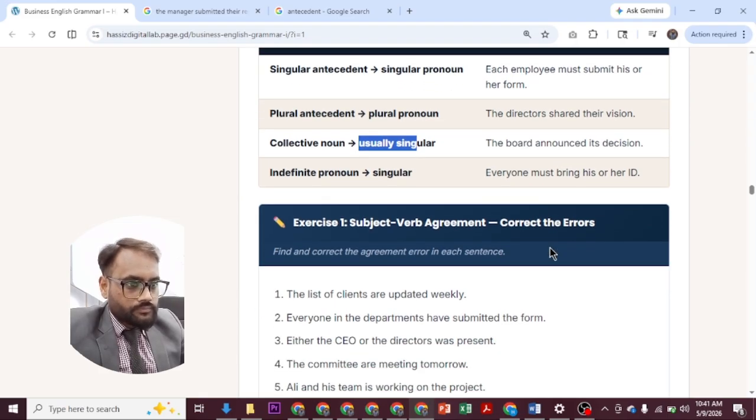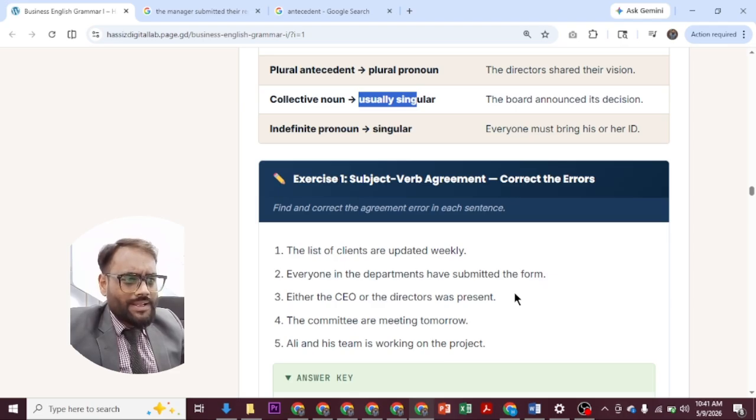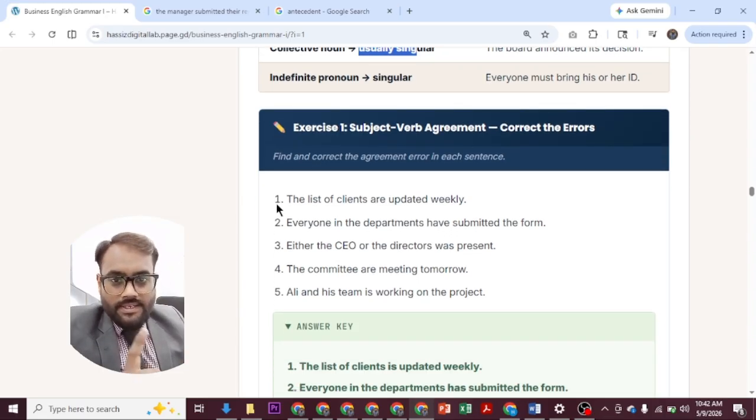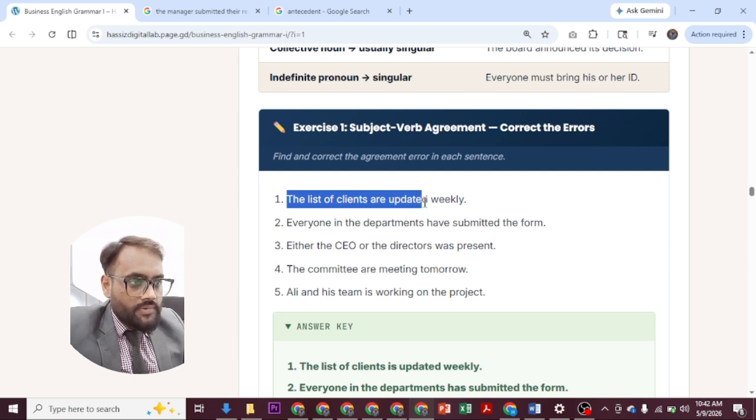Okay, let's move toward the exercise, solving the exercise on subject-verb agreement, correct the errors. What we have to do over here is find and correct the agreement error in the sentence. Okay, let's see, number 1. The list of clients are updated weekly.